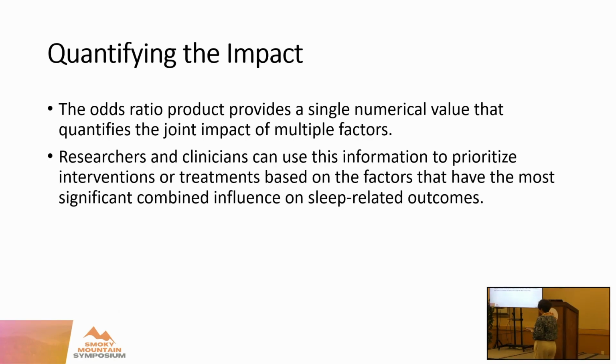Quantifying the impact. So the ORP also provides a single numerical value that quantifies the joint impact of multiple factors. So again, the first study with the sleep and the obesity, I was surprised at that number. I really expected it to be much higher. And then understanding with the second one how significantly greater than 1 it is, and the fact that 1 is that factor is also kind of interesting.